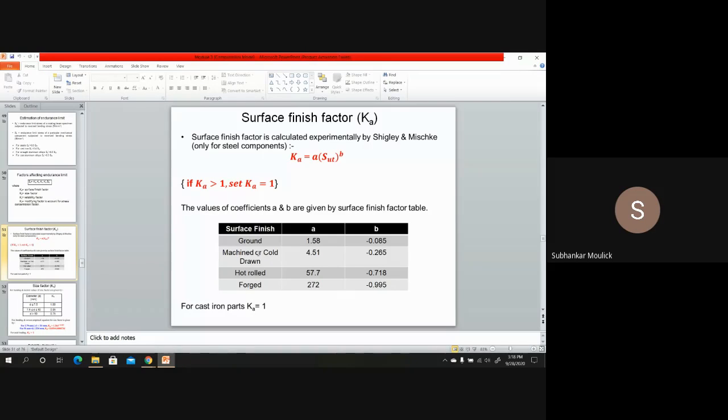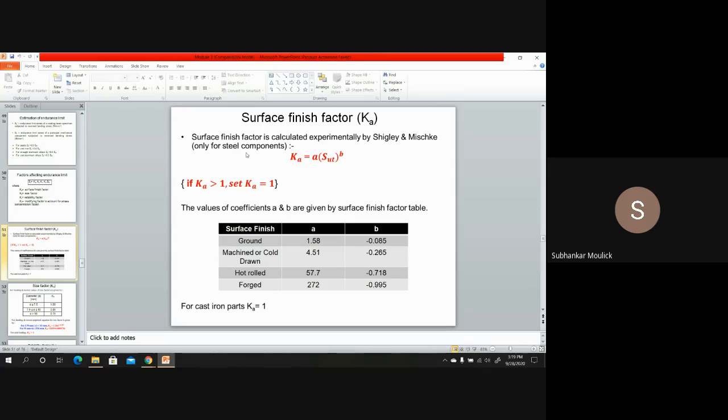Okay. Now, after substituting the values of A, SUT and B, if this Ka value is coming out to be greater than 1, then you have to take Ka equal to 1 by default. Say Ka is coming out to be 1.45, 2.51, 3.64; you have to take it always equal to 1. It is only applicable for steel components.